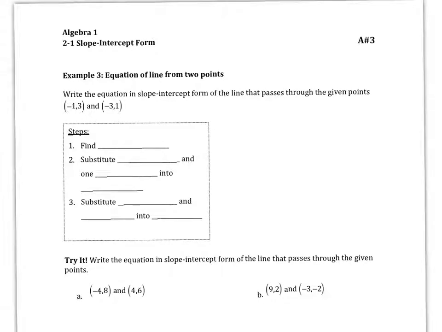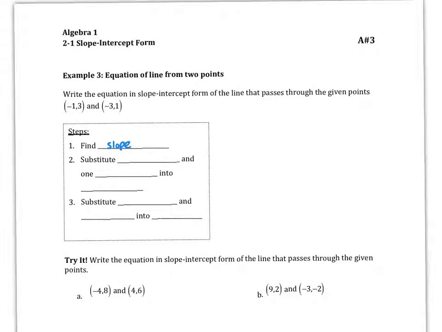Our next lovely little example here is that we're going to find the equation of a line from 2 points. So we're going to write the equation in slope-intercept form of the line that passes through these given points. Now, one option is to graph it. If you graph it, then you can count your rise and your run and then do all that. It gets way more confusing than you need. So here's the first thing. We're going to find slope.